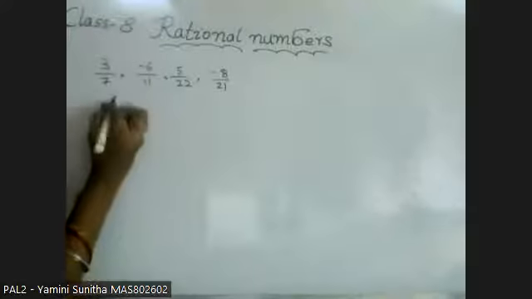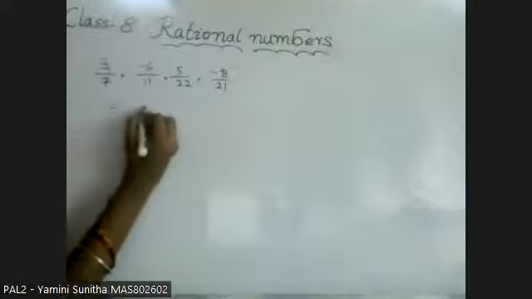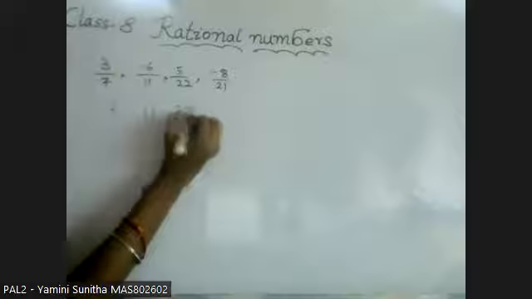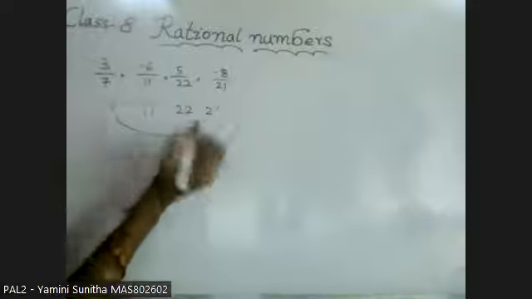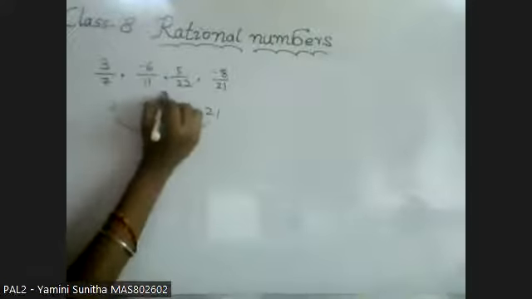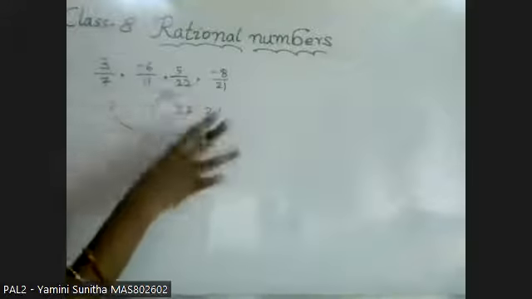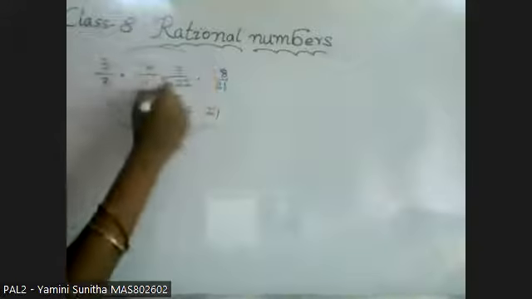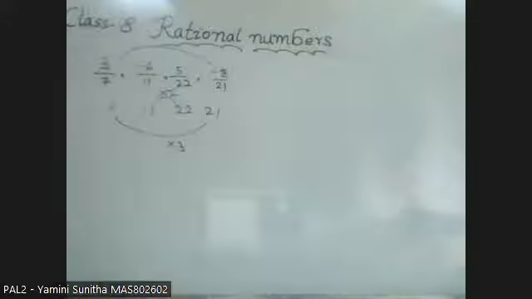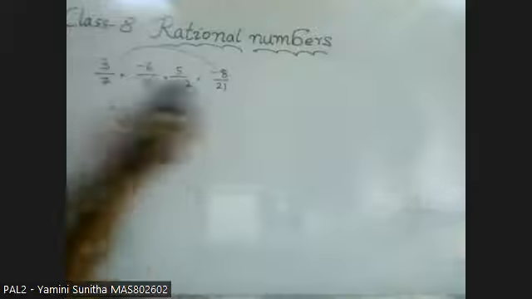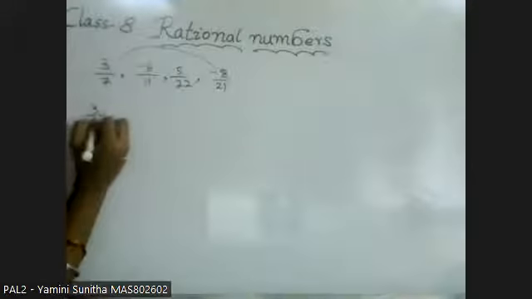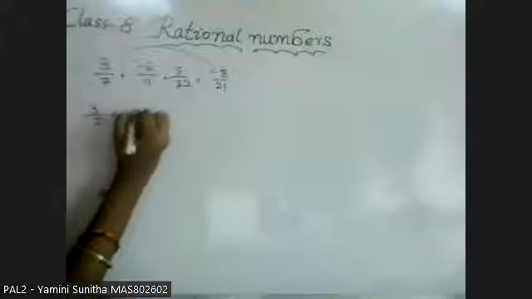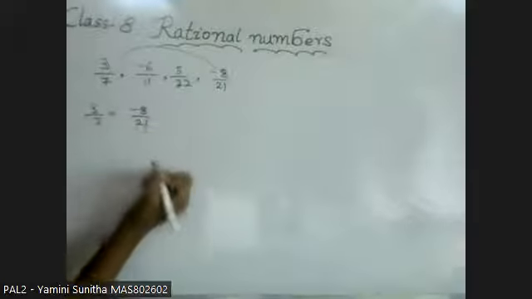So now take the denominators 11, 22, 21. And we know 7 thrice will give us 21, and 11 twice will give us 22. So first, let us add these two and let us add these two next. So now, what is the first step? We have to add 3 by 7 plus minus 8 by 21.